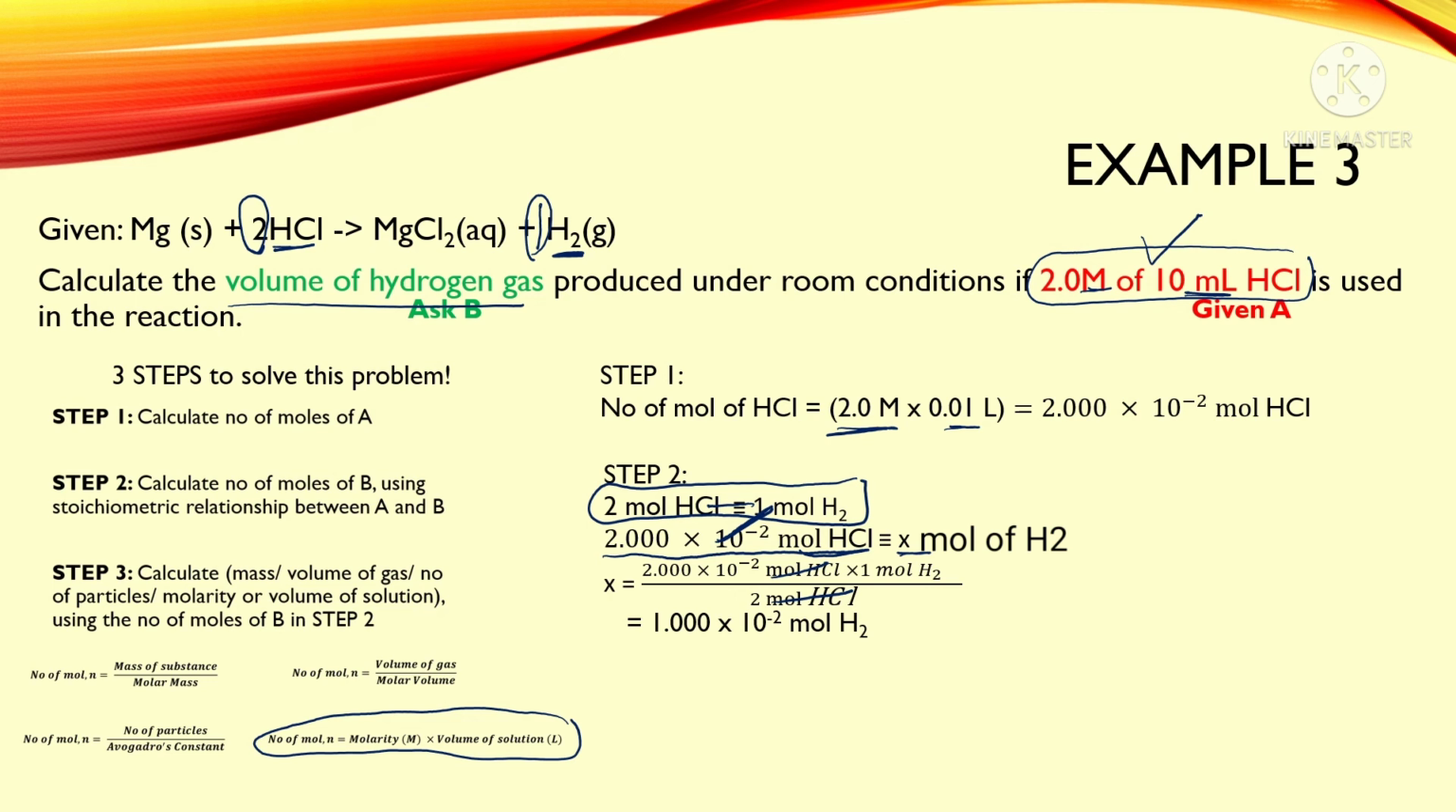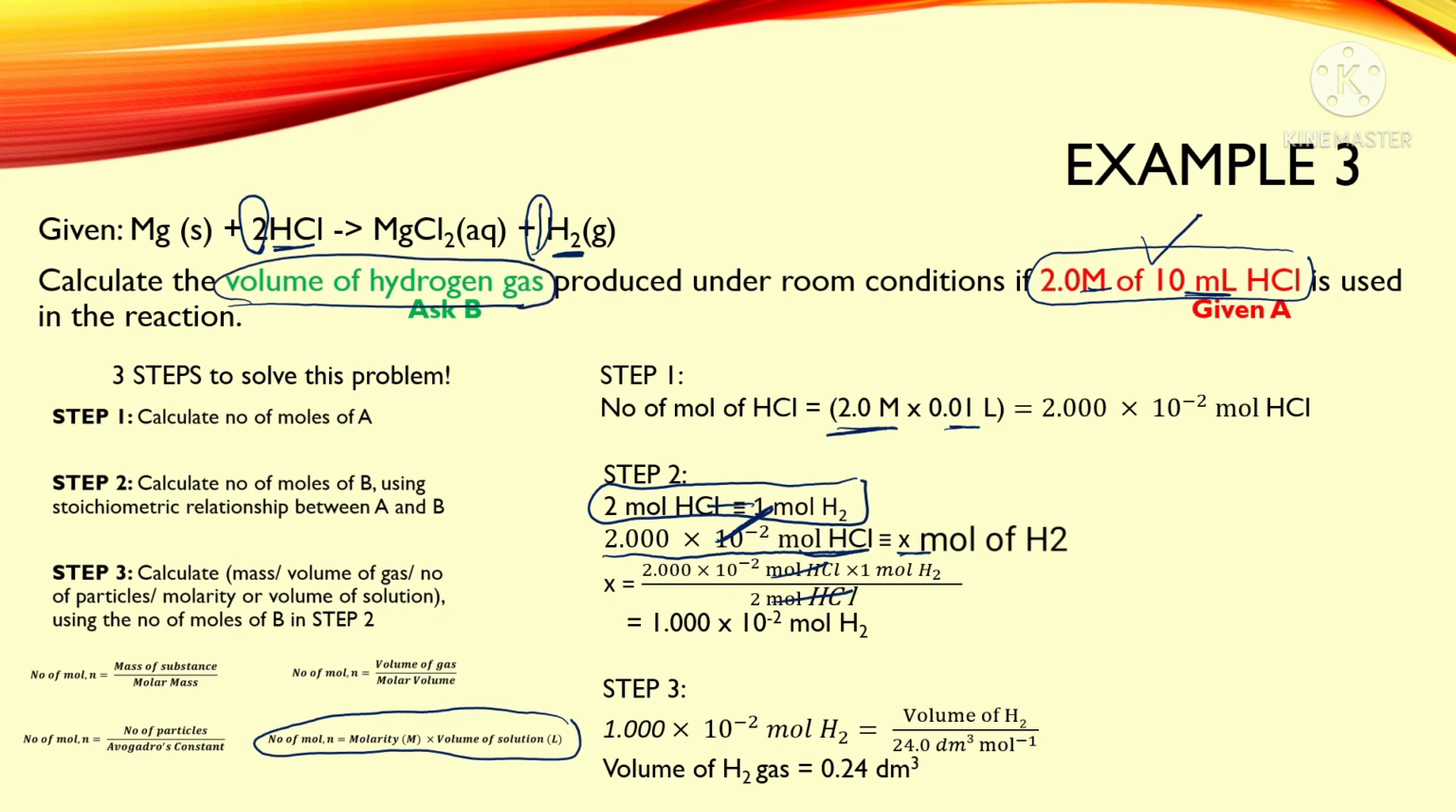After we get the number of moles of B in step 2, we can move on to step 3 to find the volume of hydrogen gas. Another formula is needed, and this is the formula that we choose because we have the number of moles of hydrogen gas from step 2, and we know the molar volume because it is given in the question under room condition. The molar volume under room condition is 24 dm³ per mole. So the molar volume, 24 dm³ per mole, multiplied by the number of moles of hydrogen gas, 1 times 10 to the power of negative 2 mole, gives us the volume of hydrogen gas as 0.24 dm³.